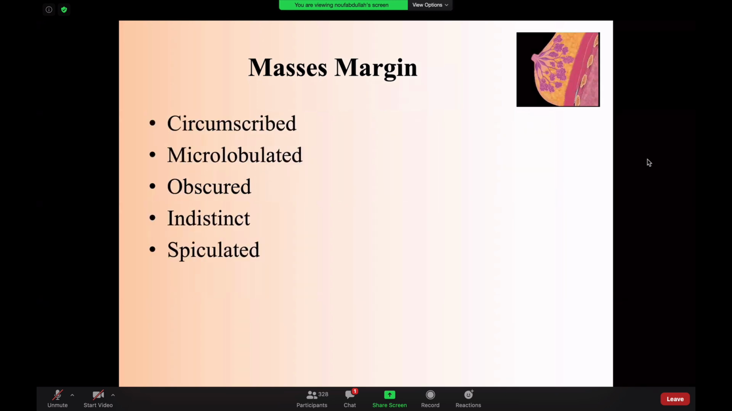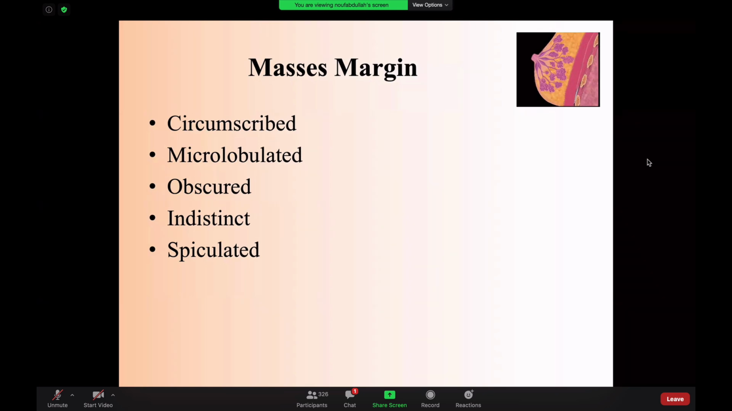And these are the descriptors for the margin. So you have a circumscribed lesion, you have a microlobulated, you have an obscured, indistinct, or spiculated. So circumscribed, it is self-descriptive. It's very easy. Microlobulated, when you have a small lobulation, as I showed you. The difference between obscured and indistinct: obscured is when you think that there is an overlapping tissue preventing you from assessment of the margin.